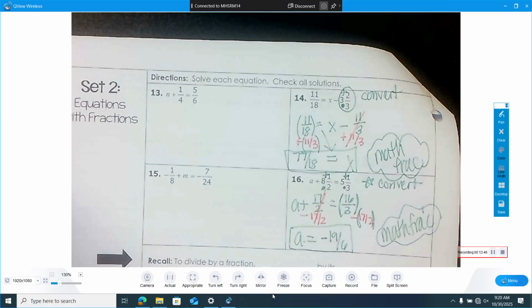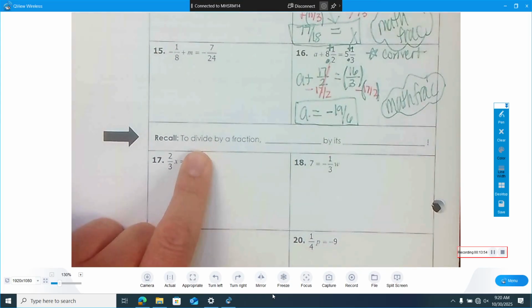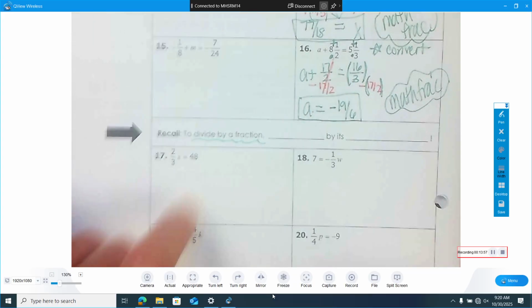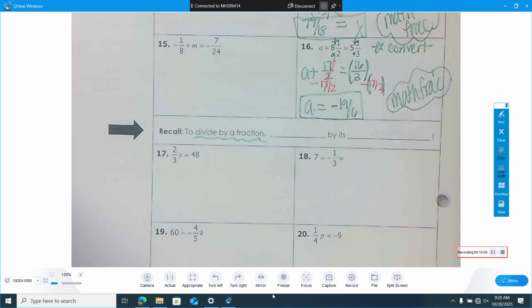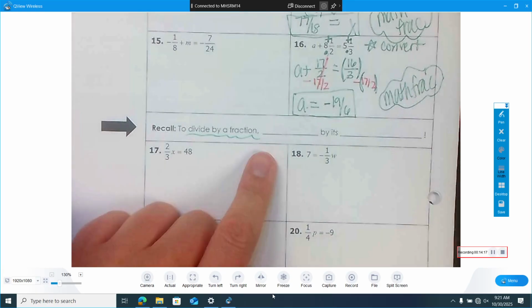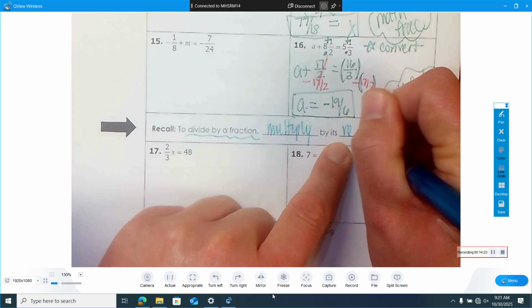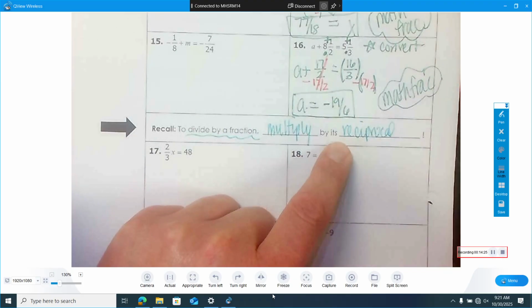Okay. You doing okay with that? Okay. So now we have some interesting ones right here. I don't like dividing by a fraction. Dividing by a fraction is terrible. So for instance, on number 17, to get the x by itself, I don't want to divide both sides by 2/3. Dividing by a fraction is incredibly cumbersome. So what we're going to do is multiply by its reciprocal. What is a reciprocal?